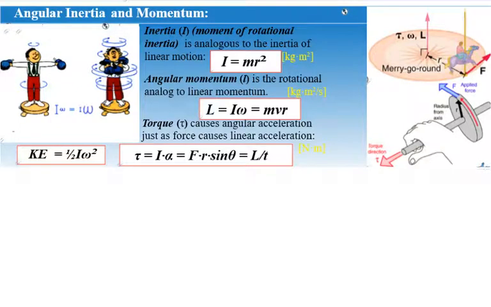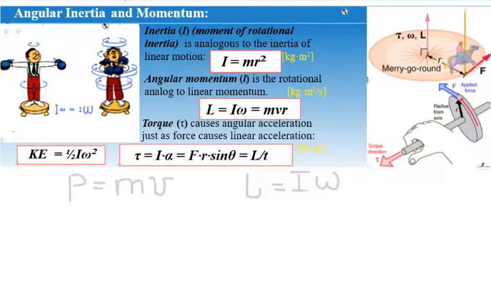And also angular momentum. Linear momentum has a formula of mv, mass times velocity. Angular momentum also has a formula, but instead of mass we use inertia, times angular velocity.